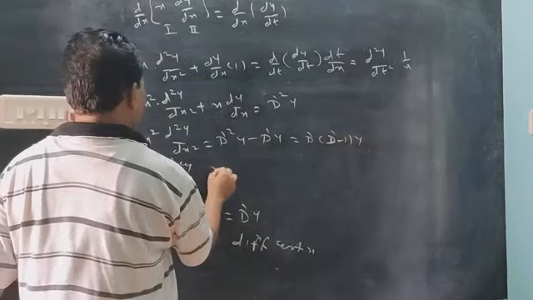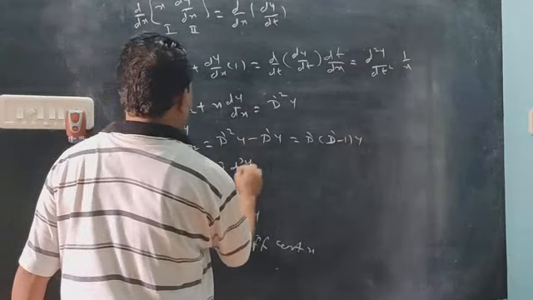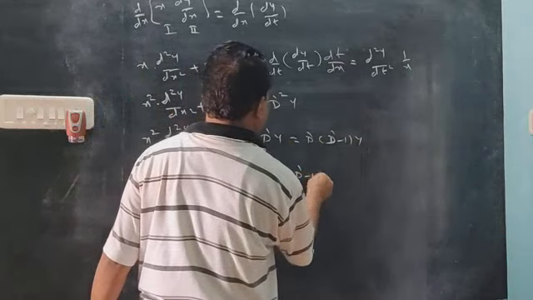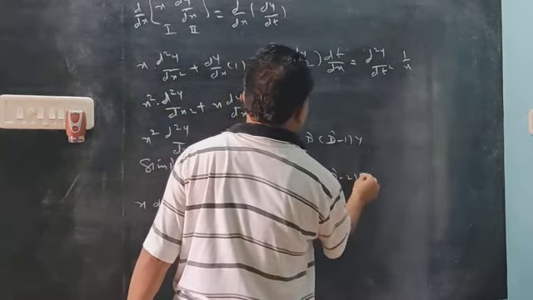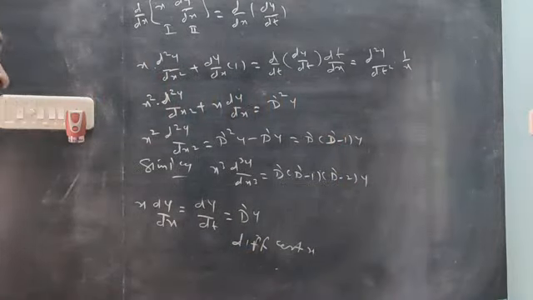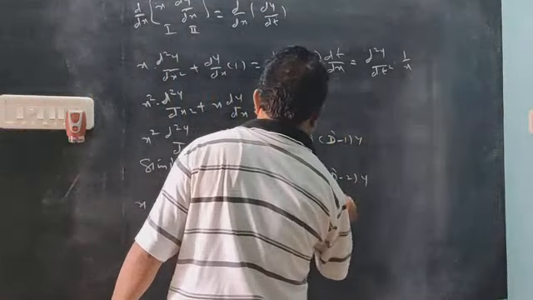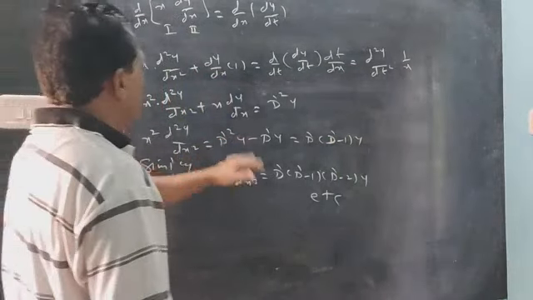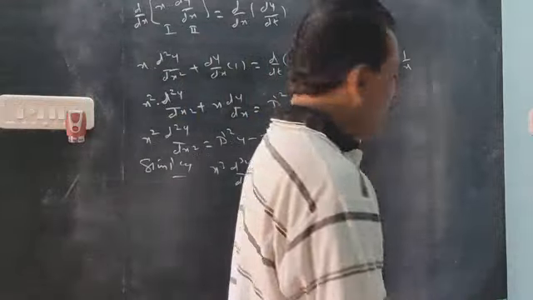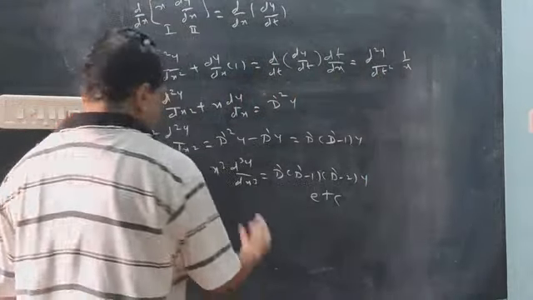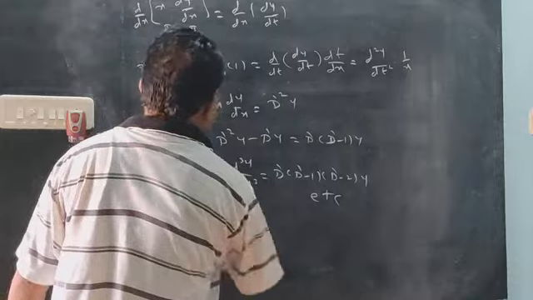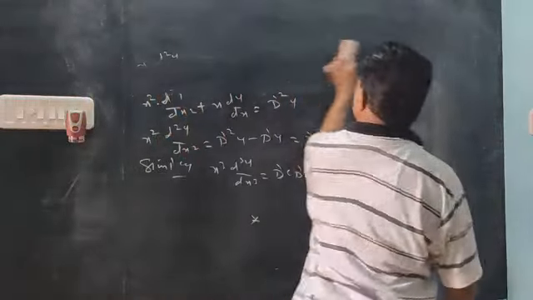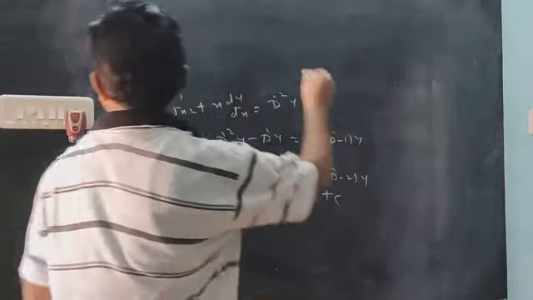Similarly, the third also. X cube d cube y by dx cube: its value will be D dash common, D dash minus 1, D dash minus 2, applied to y. So put these values in terms of D dash and solve by the previous method. You have the previous methods for how to solve. This is the theory. It is like a homogeneous problem. Now see examples.